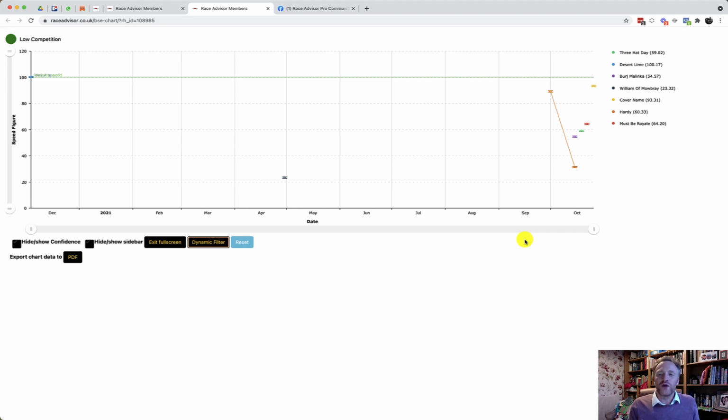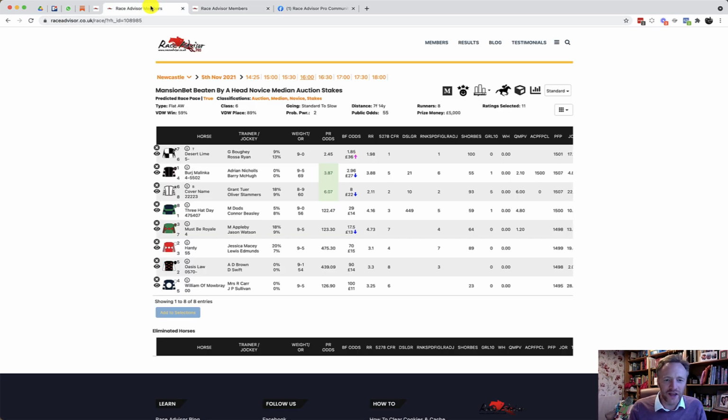Now what I would do is I would be looking to contend Burj Malinka with either Cover Name and Desert Lime. I would jump into the FMFR, look at the history of those horses to see how I think they may perform on the ground. But looking at the market quickly here, 2.9, sorry, Desert Lime is the short odds one. I do apologise, Desert Lime and Cover Name.